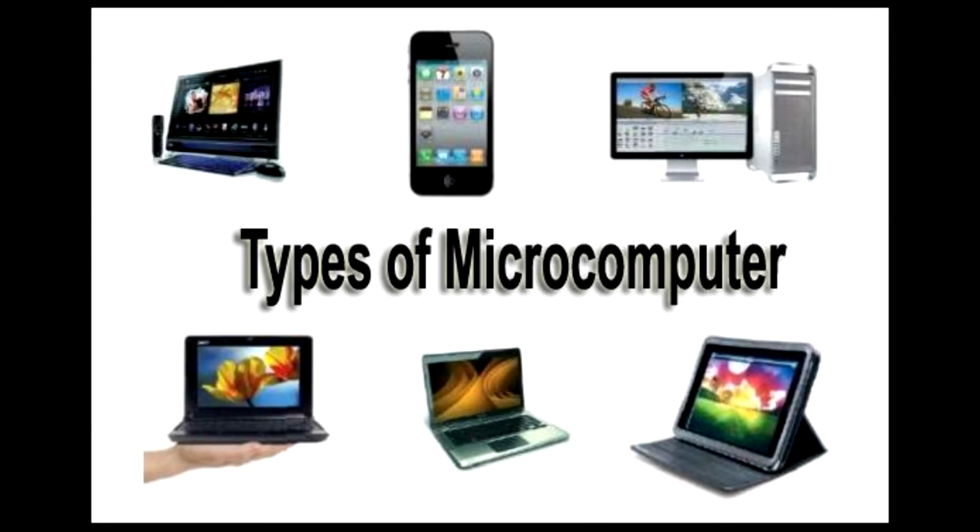Microcomputers were introduced in the 80s. They have a microprocessor as their central processing unit. What is your processing unit? Your brain. Whatever decision you want to take, you take using your brain. Like that, a computer also takes its decisions from the processor.